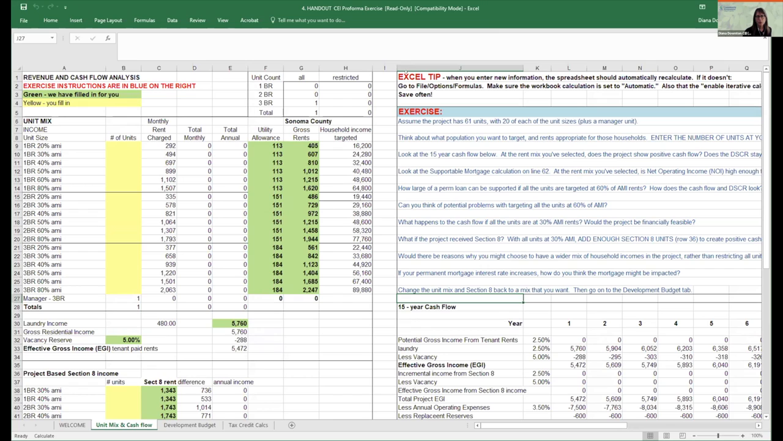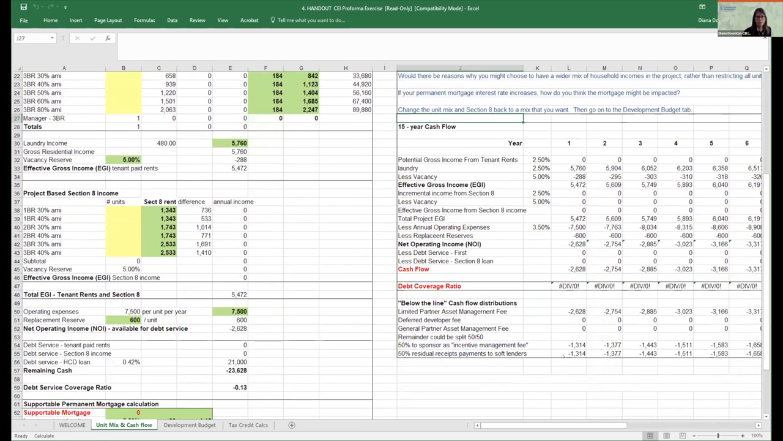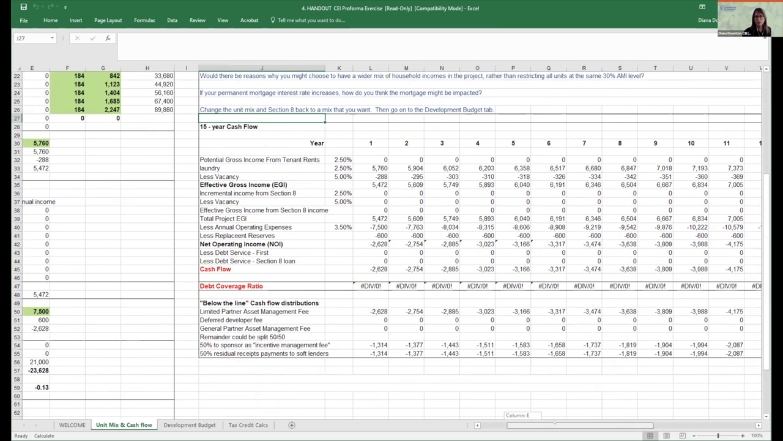I will mention there could be some Excel quirks around what your formula settings are. So if we're in the breakout rooms and it seems that the spreadsheet is not automatically calculating, because what should happen is when you enter the information, it should automatically self-calculate and update based on the information that you entered. If it's not doing that, then in the breakout rooms, we can help troubleshoot that with your formula settings. So there's a unit mix and a cash flow here for you to look at.